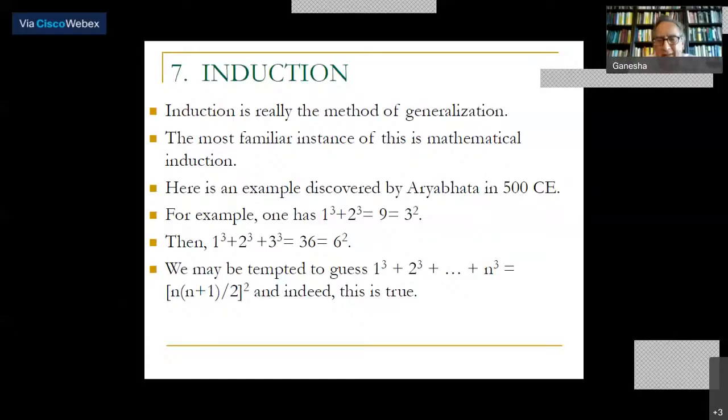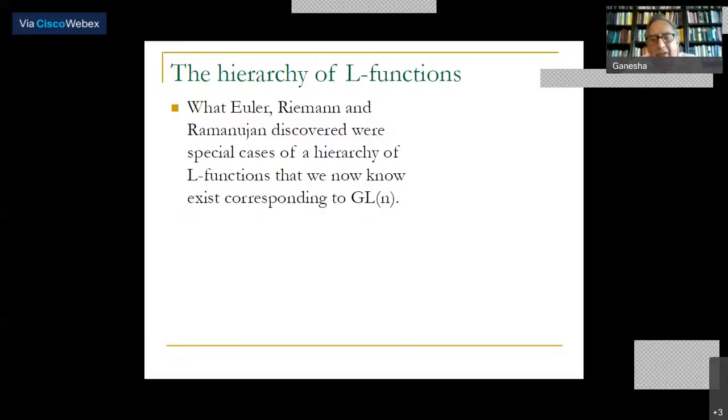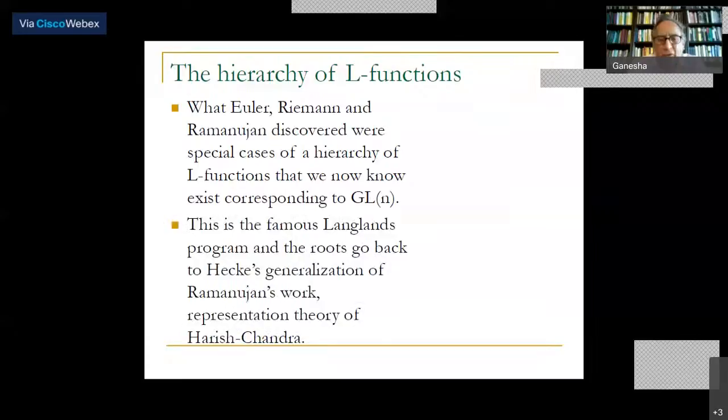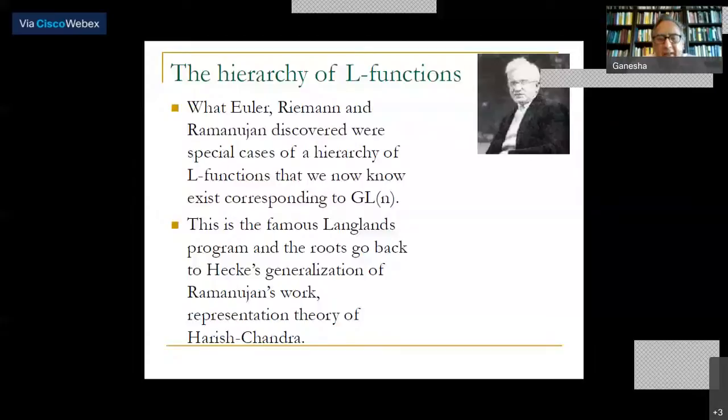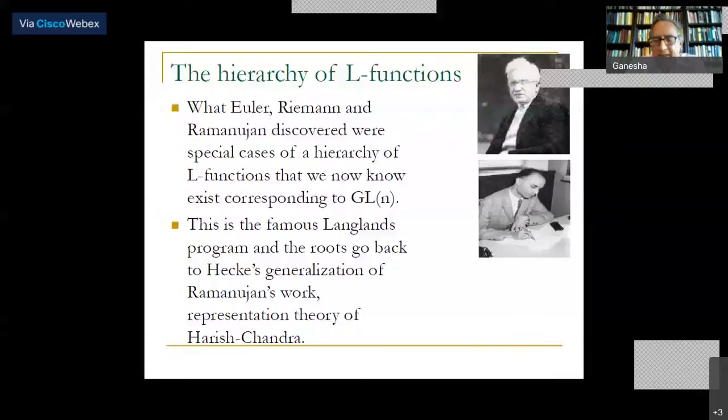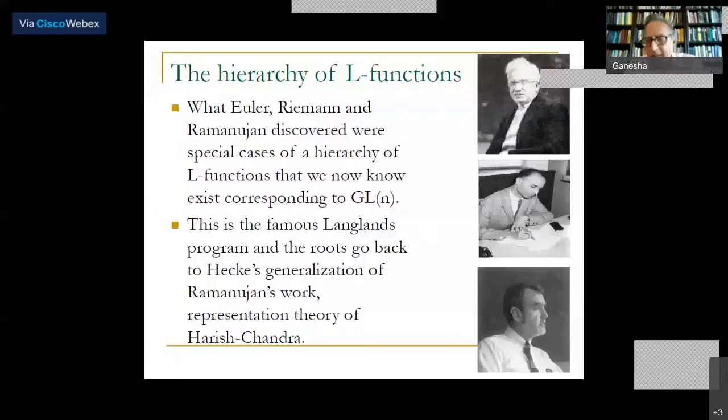And a more interesting illustration is given by the L functions that I flashed in the previous slides. Remember, with Euler and Riemann and Ramanujan, they discovered special cases of a hierarchy of L functions that we now know exist, corresponding to GLn. And this is the famous Langlands program that I alluded to. The roots go back to Hecke and his generalization of Ramanujan's work. And it's followed up by very profound and fundamental work of Harish-Chandra. Much of it, by the way, some of it done at the Tata Institute in the 1950s, and then developed further by Robert Langlands in this famous Langlands program, which was the turning point in mathematics and number theory in the 1960s.